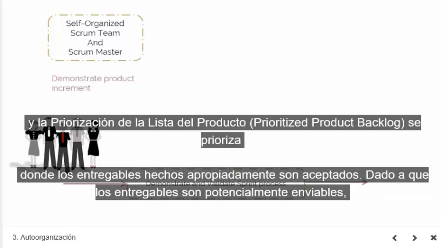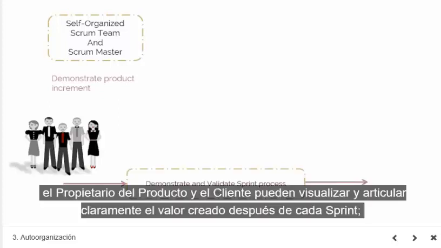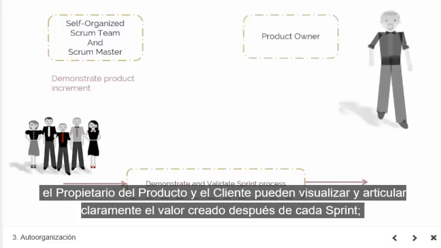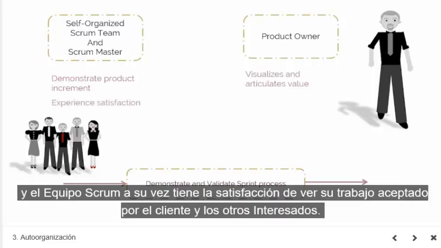Since the deliverables are potentially shippable, and the prioritized product backlog is prioritized by user stories in the order of value created by them, the product owner and the customer can clearly visualize and articulate the value being created after every sprint. And Scrum teams, in turn, have the satisfaction of seeing their hard work being accepted by the customer and other stakeholders.